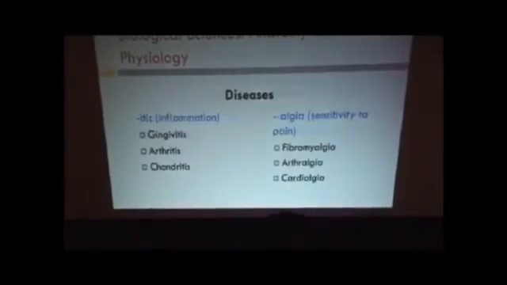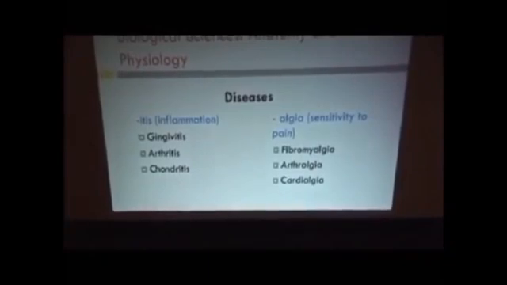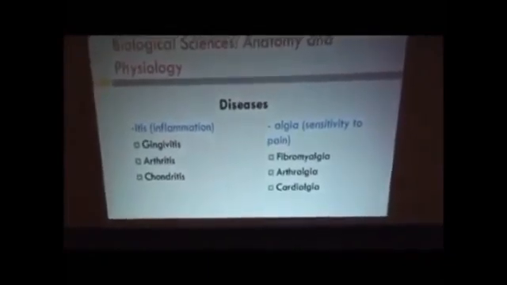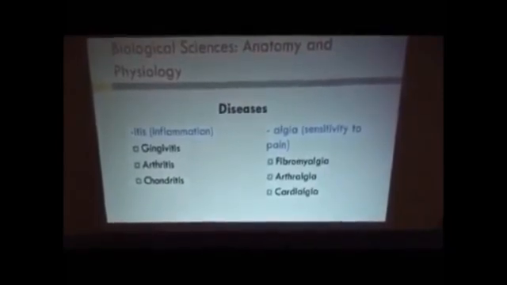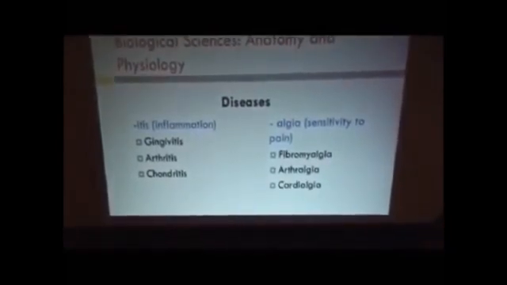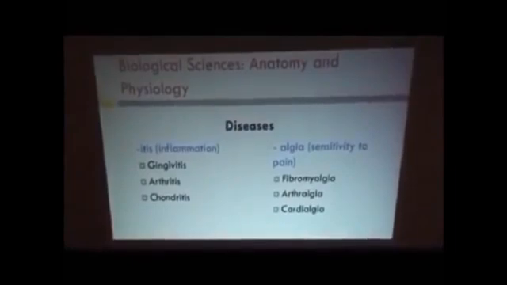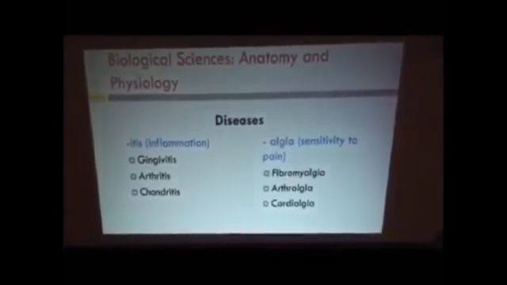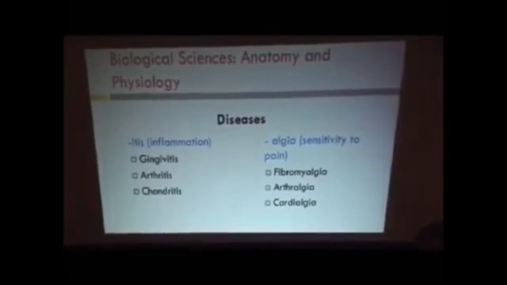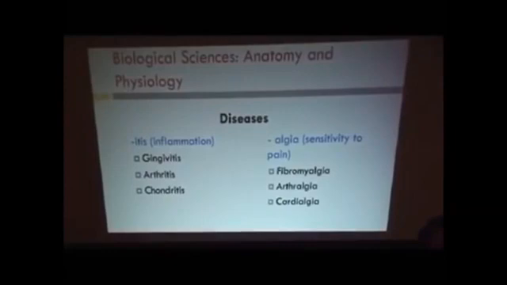Okay, and the last one, oh, this is a good one too. Itis. Everybody has heard that word, itis. What does it really mean though? It means inflammation. So gingivitis is the inflammation of your gums. Arthritis is the inflammation of your joints. Chondritis, chondro refers to cartilage, so it's the inflammation of cartilage.